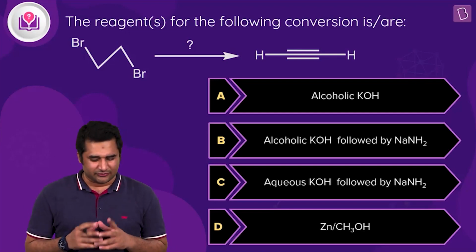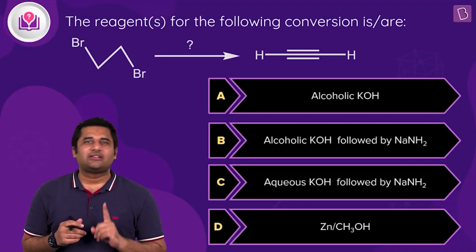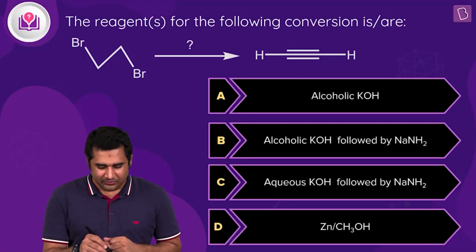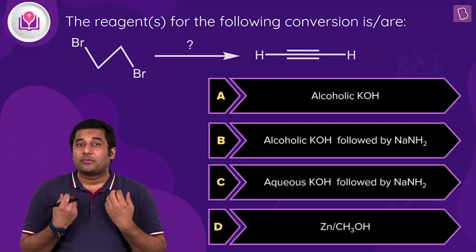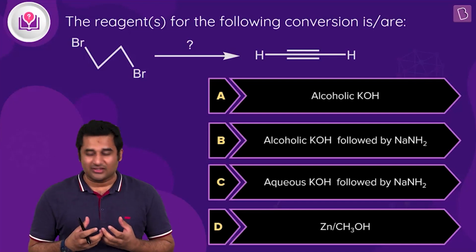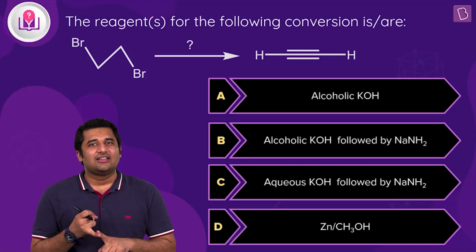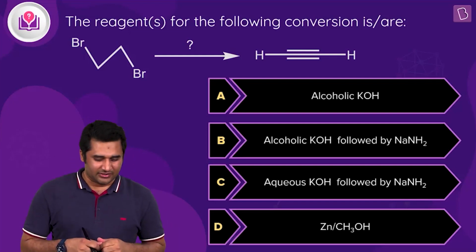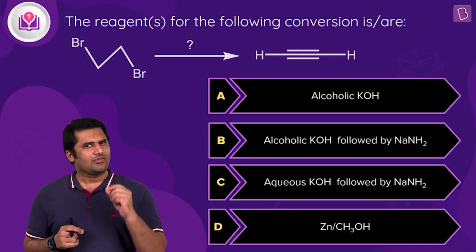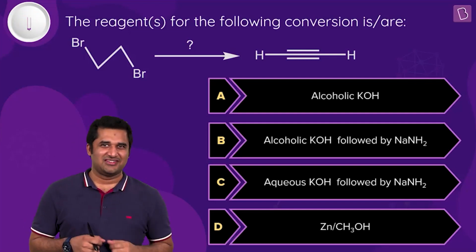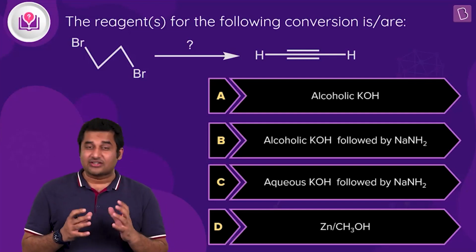Very interesting question. First of all, one important thing that you should understand here is Br is not present in the product, isn't it? Which means Br is getting eliminated. All right, so the key here is we have to go for elimination. Now let's look at the options.